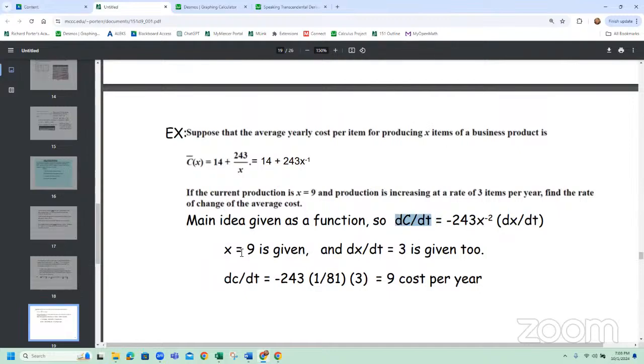So they gave you x is equal to 9. That's what they're giving you here. X is 9. But then they're saying it's increasing by 3 items per year. So they're also giving you dx/dt. All right. So then you plug everything into that formula and you end up getting 9. So your average yearly cost is increasing by 9 per year. In other words, the average yearly cost of producing x items is increasing by 9 per year.